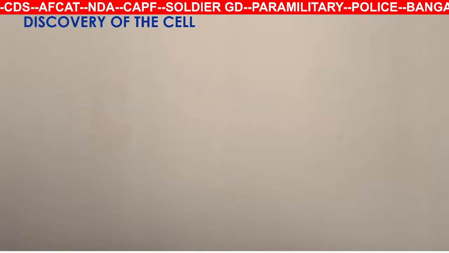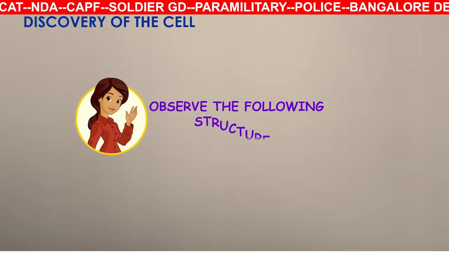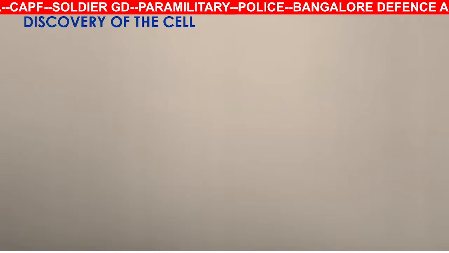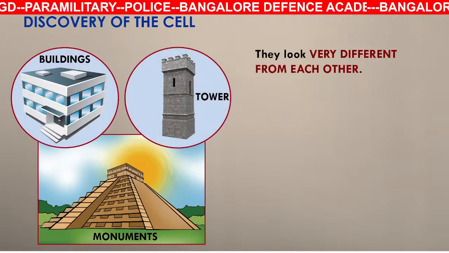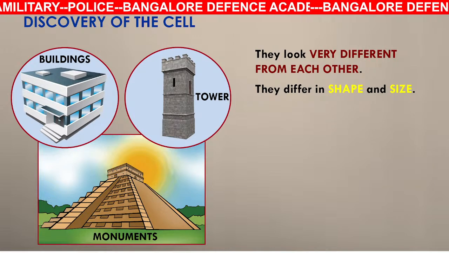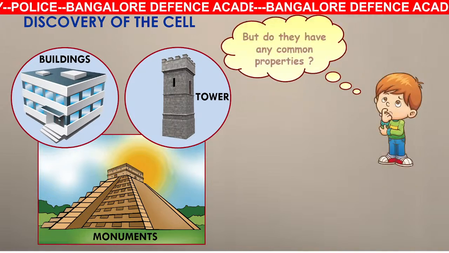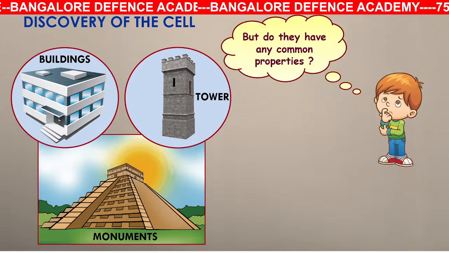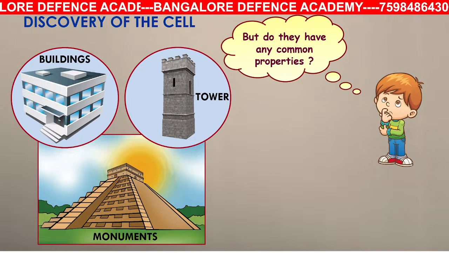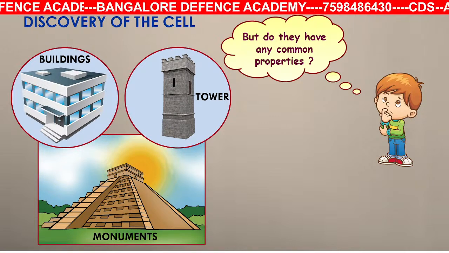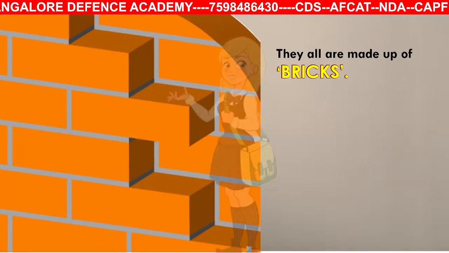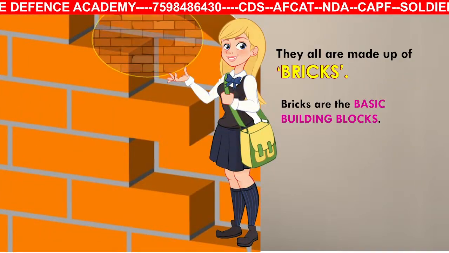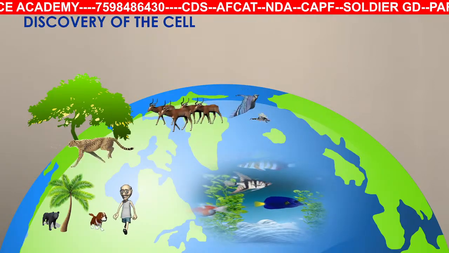Let us talk about a few non-living things. Observe the following structures. They are very different from each other. They differ in shape and size. But do they have any common properties? What is that common property? Yes, they are all made up of bricks. Bricks are the basic building blocks.